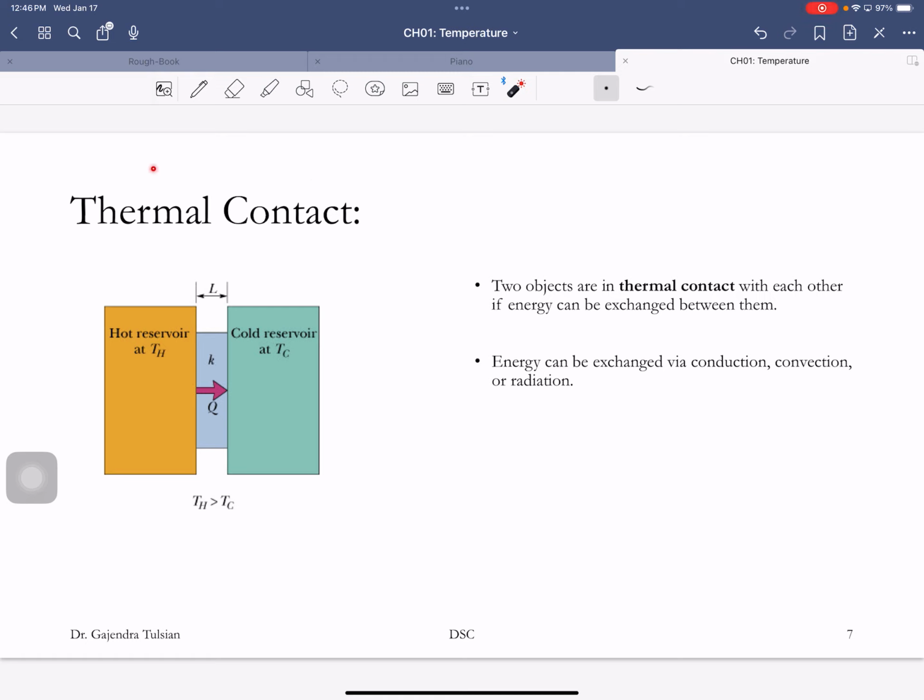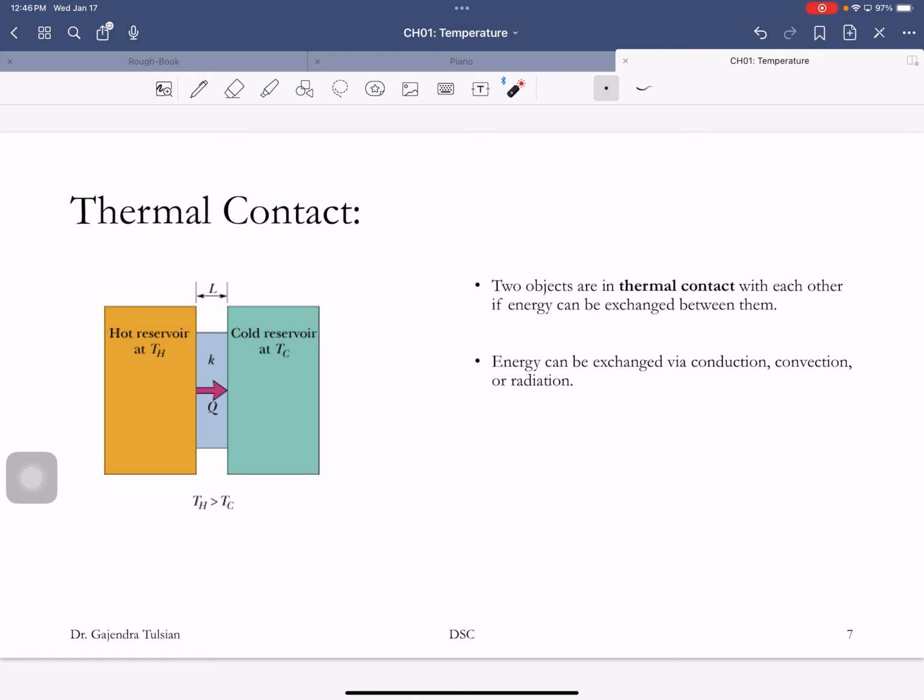Thermal contact, what does that mean? When are two objects in thermal contact? When energy is transferred from a hotter object to a colder object. Whenever two objects can exchange energy, they're in thermal contact.